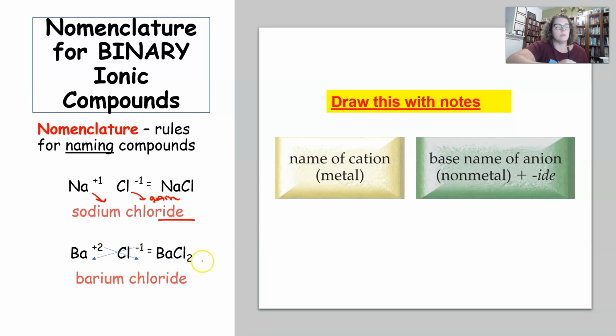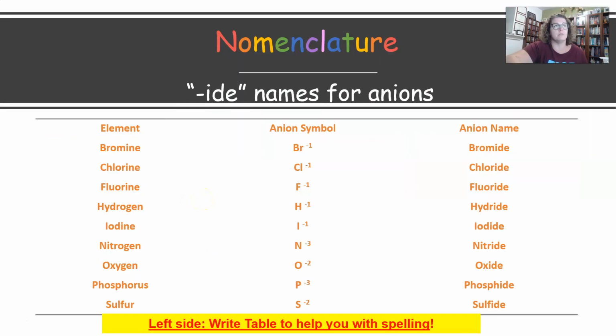I always get this question from students. What about the two? Don't you have to say dichloride because you have two of them, or bichloride? No, you don't. It doesn't matter how many you have. It's all about the charges getting to equal 0. Now, there is a type of compound out there called molecular, where you do actually have to name how many you see in the compound. But right now we have ionic binary compounds.